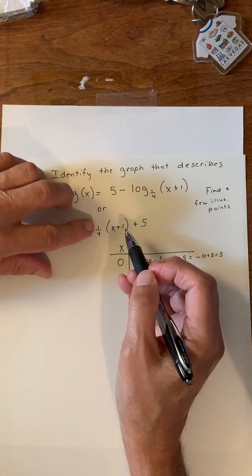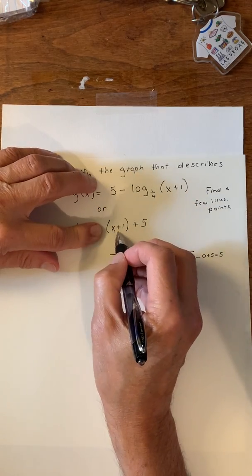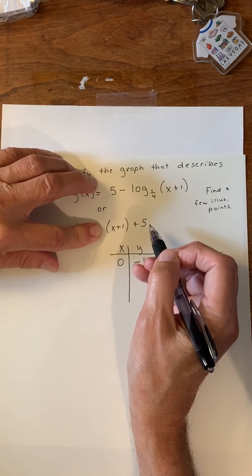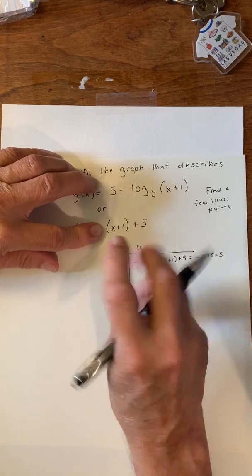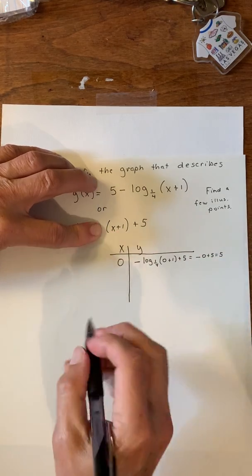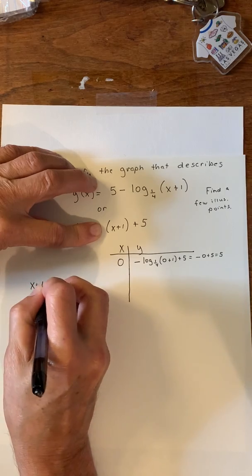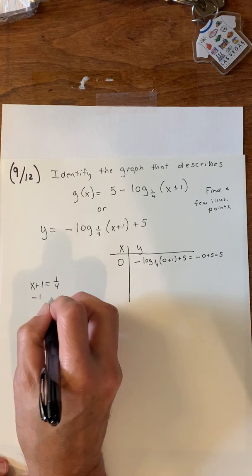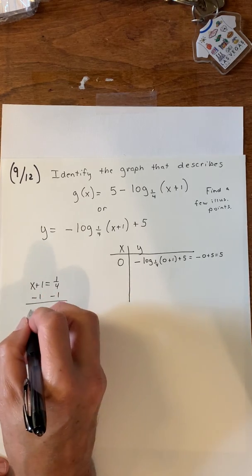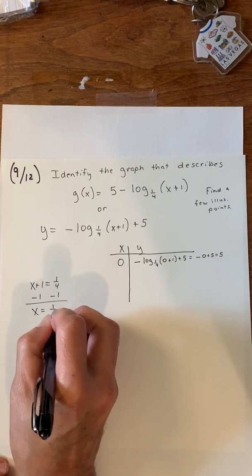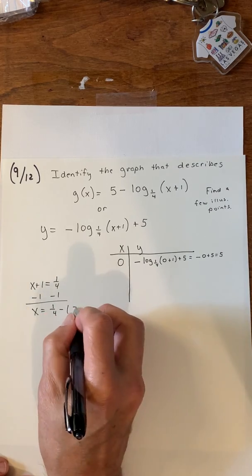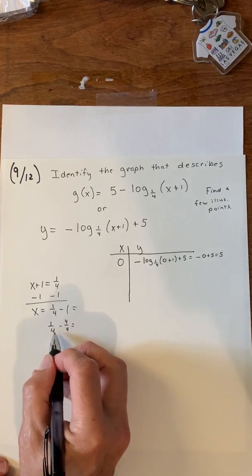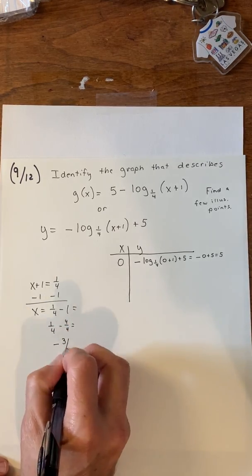Here's the question: what would x have to be to make this parentheses equal to 1/4? That's more confusing. Probably can't do that in your head. So let's just say x plus 1 has to equal 1/4 and solve that for x. Minus 1, minus 1. That's x is 1/4 minus 1. That's the same as 1/4 minus 4/4, right? 1/4 minus 4/4 is negative 3/4.